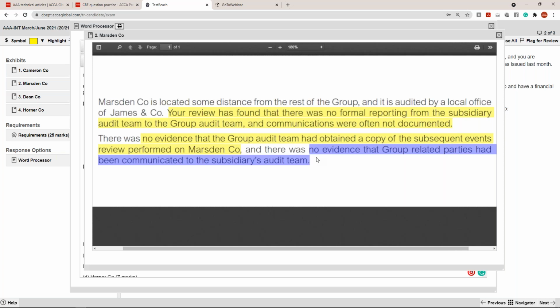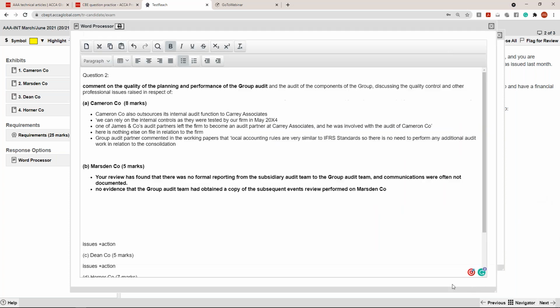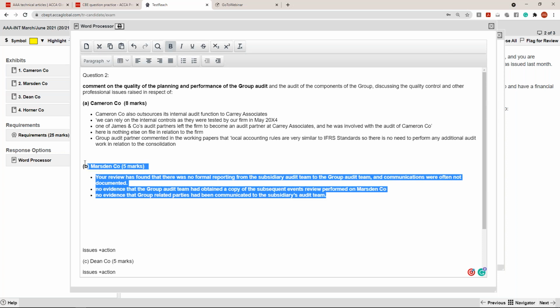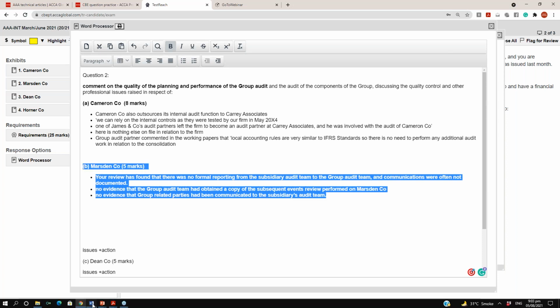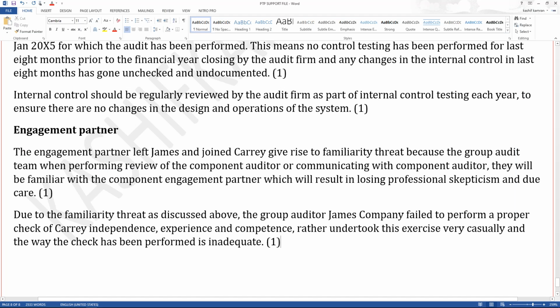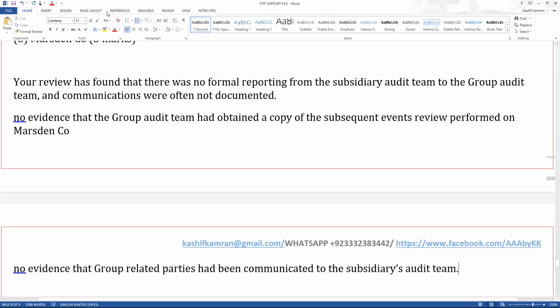So many times the examiner used the words no evidence, no evidence. So the moment you see the words no evidence, that automatically becomes a problem. So how many issues do we have here in this small case of Marston Company? 3. See, you copied them. Now you need to develop them into an answer. 3 issues. If we write 3 issues and 2 actions, we'll get to 5. So that's not a difficult task, right? So let's copy these 3 issues I found for Marston Company, take them on my word processor, and write an answer for Marston Company.